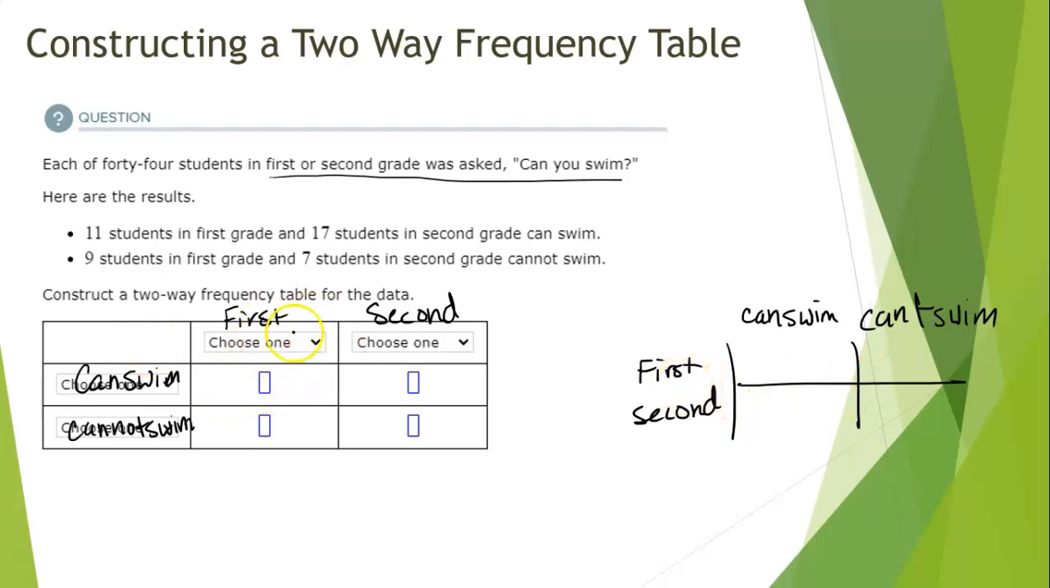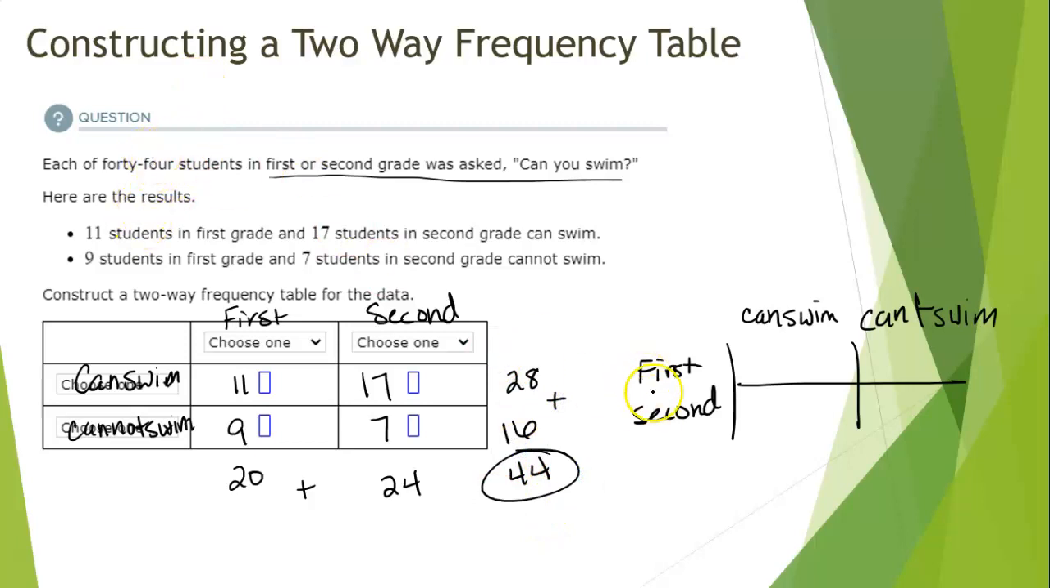If you filled it in like this, there are 11 students in the first grade and 17 students in the second grade that can swim, and 9 students in the first grade and 7 students in the second grade that cannot swim. If you needed your totals, there'd be a total of 20 students in the first grade, a total of 24 students in the second grade, a total of 28 students who can swim, and a total of 16 students who cannot swim. If you add those up, 20 plus 24 or 28 plus 16, you get 44, which is the 44 total students.